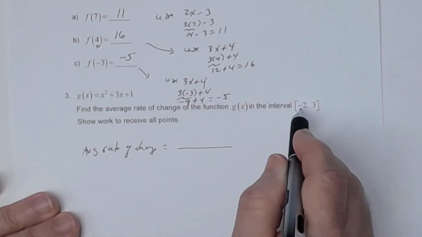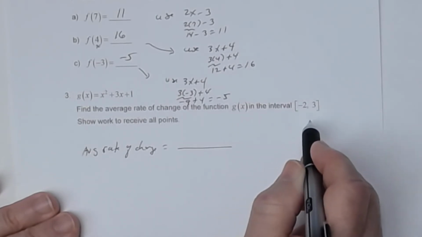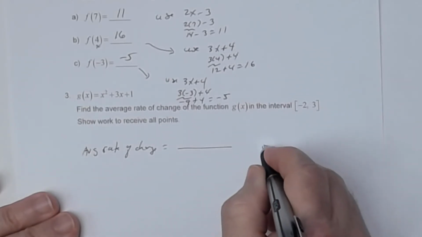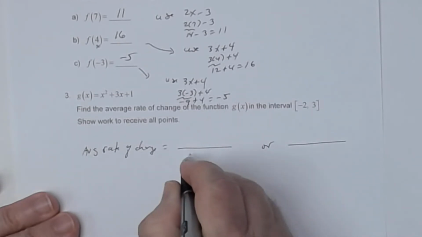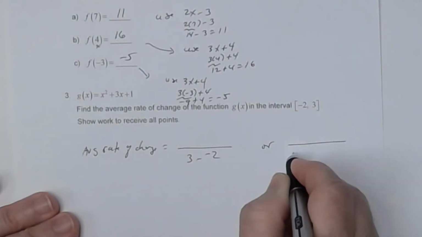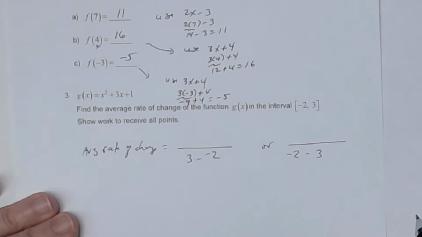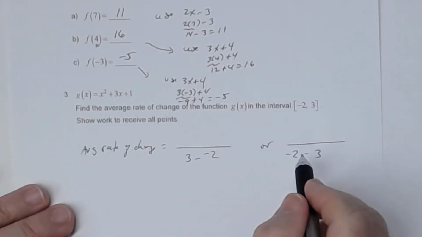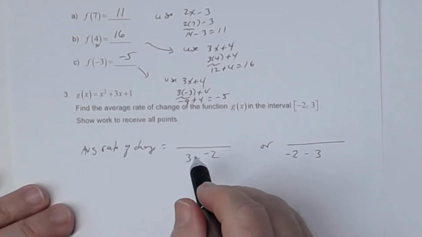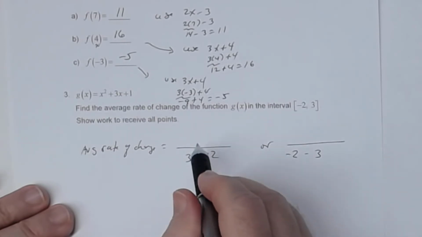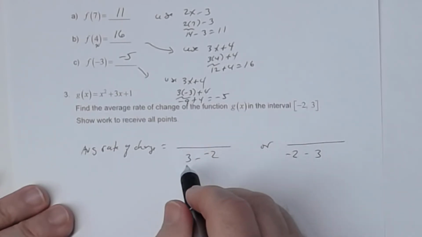It does not matter whether you say negative 2 subtract 3 or 3 subtract negative 2. You'll see you'll get the same thing. So you can say 3 subtract negative 2 or negative 2 subtract 3. It does not matter. Some of you did this, some of you did that. Now remember, those are your x coordinates. Now you have to find your y coordinates.